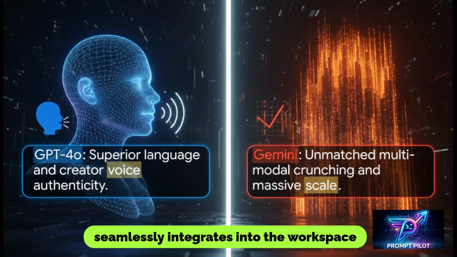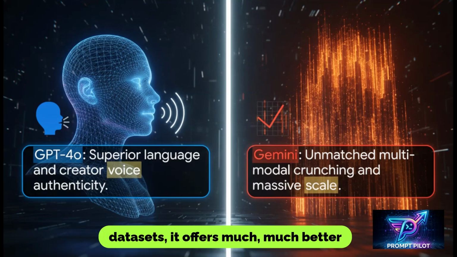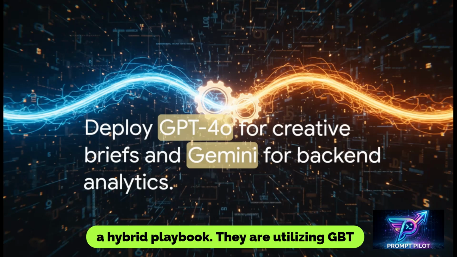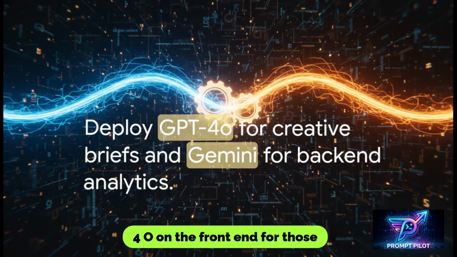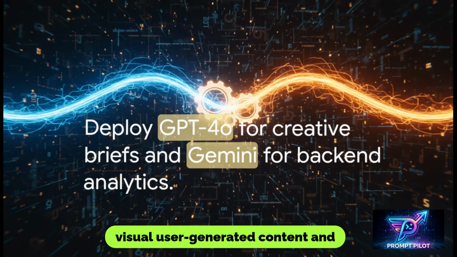It seamlessly integrates into the workspace ecosystem you're probably already using, and when you scale up to massive data sets, it offers much, much better economics. So who actually wins? Well, the winning strategy isn't about choosing just one. Leading influencer programs and top-tier marketers are actually deploying a hybrid playbook. They are utilizing GPT-4o on the front end for those creative briefs and the natural language generation, and then they're deploying Gemini on the back end for the heavy campaign analytics, processing all that visual user-generated content, and generating really dense performance reports. Best of both worlds.